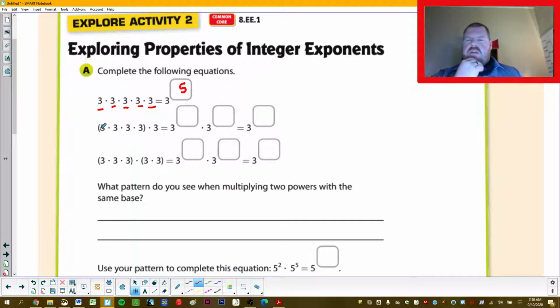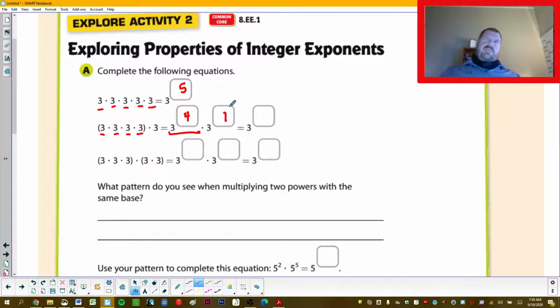Here we have something a little bit different. We have parentheses involved. So if we remember order of operations, we have to do parentheses before we do anything else. So let's focus on those parentheses first. I have 1, 2, 3, 4 3s in the parentheses. So this part turns into 3 to the 4th. And then here I have one 3 by itself. So we would say that's 3 to the first power.